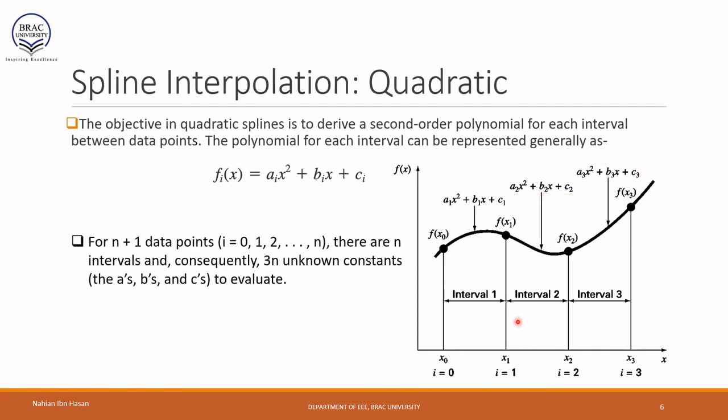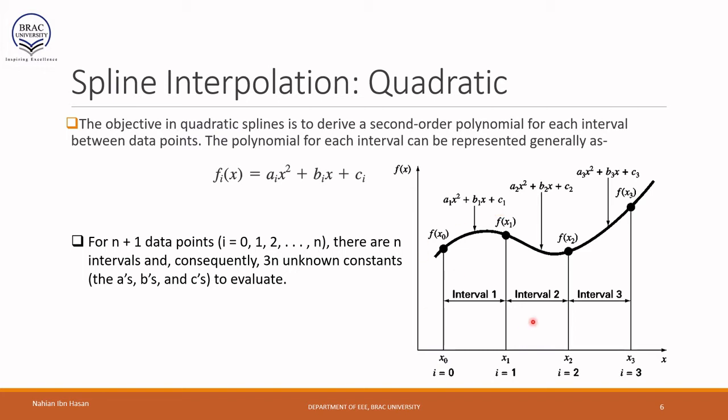So there are n plus 1 data points, which range from i equal to 0 to n. At each interval, I have three unknowns. For interval 1, I have a1, b1, c1 unknowns. For interval 2, I have a2, b2, c2 unknowns. So for each interval, I have three unknowns.